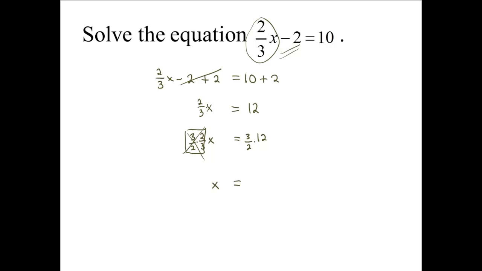So we have x equals 3/2 times 12. 12, being a whole number, is equivalent to 12 divided by 1. To multiply fractions, we multiply through the numerators. 3 times 12, that gives us 36. 2 times 1 is 2. And 36 divided by 2 is 18. So our solution is x equals 18.